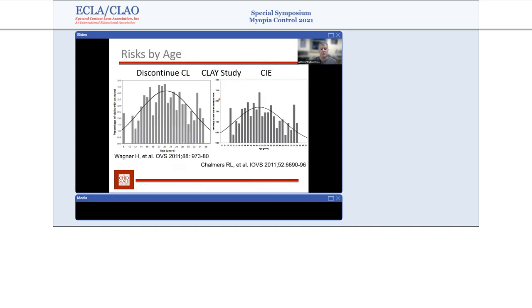And probably most importantly, the highest incidence of discontinuing contact lenses or corneal infiltrative events is actually in college-age kids. So these younger kids are actually getting more benefit from contact lenses because they get slowed myopia progression and lower risk. So that risk to benefit ratio is in the right direction.